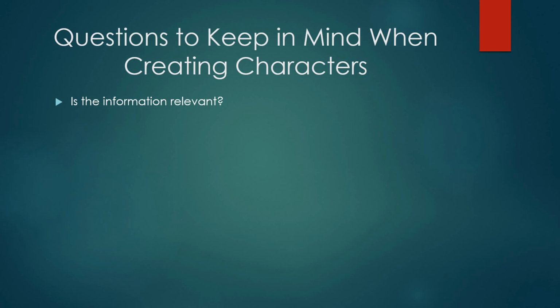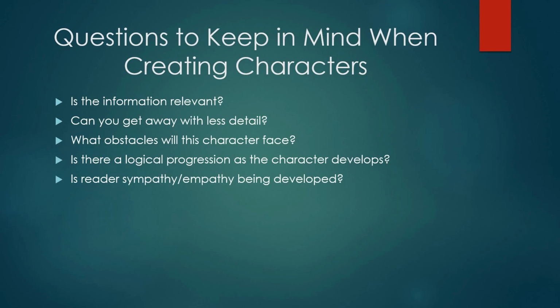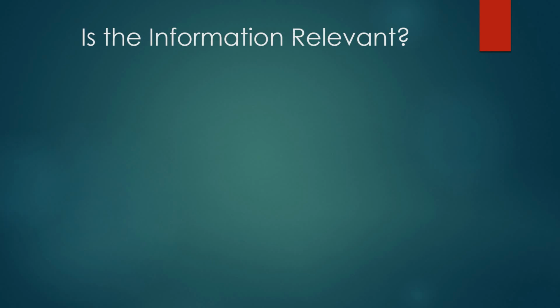These are some things to keep in mind when you are creating characters. The information that you're providing to the reader about the character needs to be relevant. So is it relevant? Are you using too much detail? Can you get away with less? What obstacles will this character face? Is there a logical progression as the character develops? And is reader sympathy, empathy being developed? So is the information relevant to the reader and to the story?